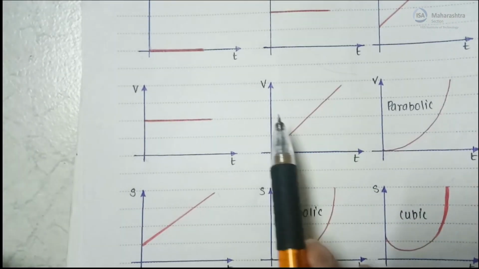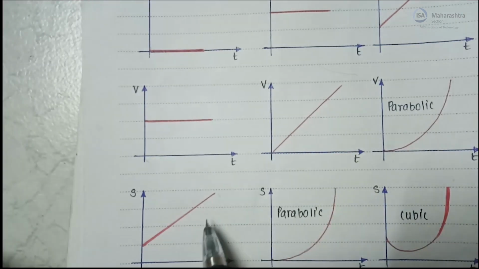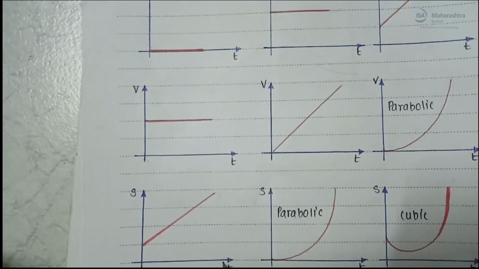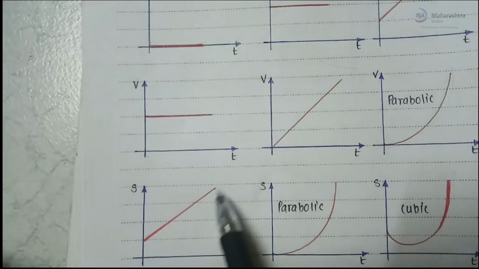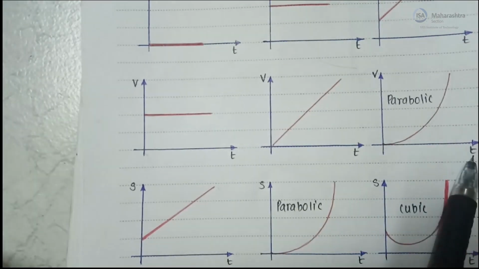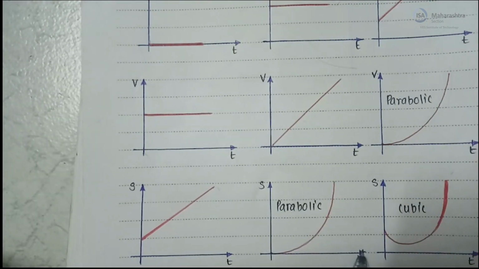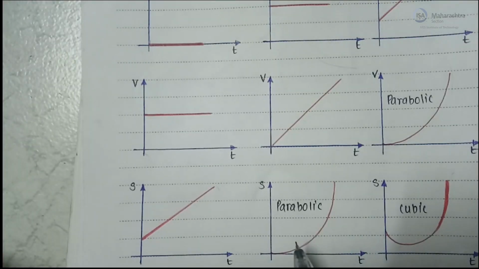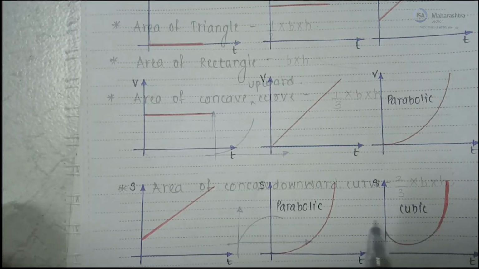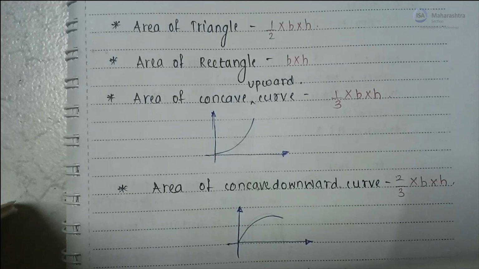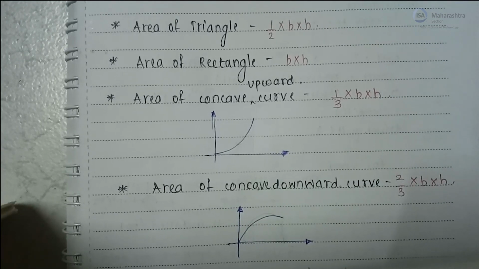At displacement time graph at constant velocity, the same velocity time graph is repeated for displacement time graph for constant acceleration. Only the change is displacement time graph at variable acceleration is cubic. So we must know some basic formulas before going to the question.